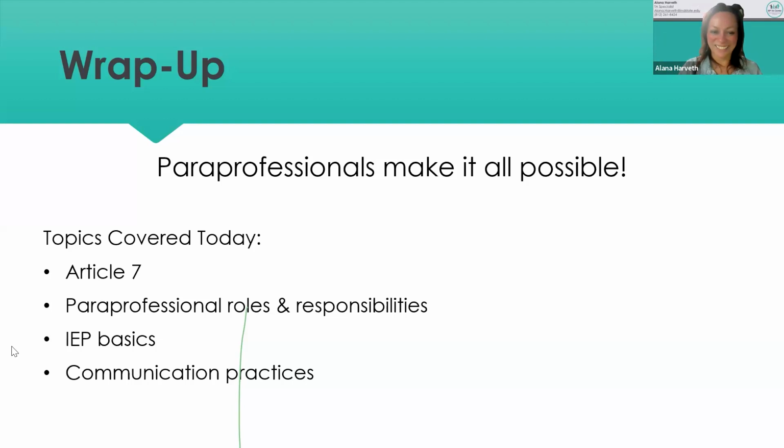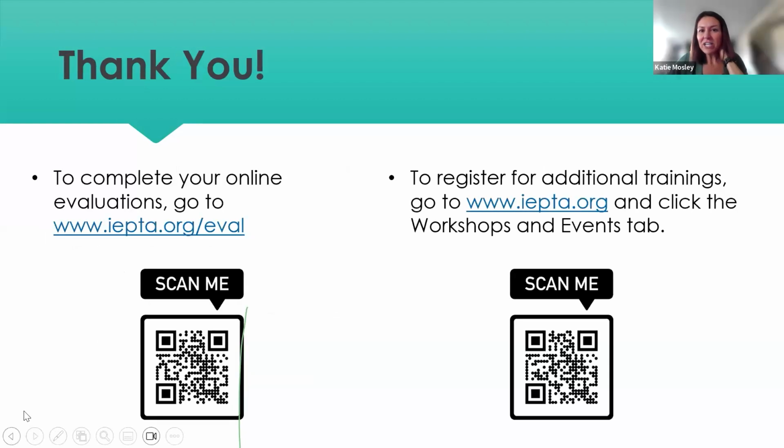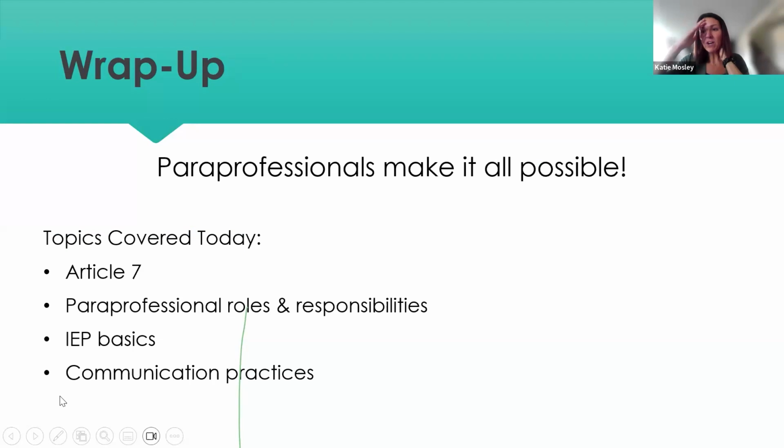Thank you very much. And then we just talked about the paraprofessional roles and responsibilities, the basics, and some communication practices that we could do. Hey, Alana, can I just interject one thing? Based on some of the comments, just to be clear, Article 7 does have the definition of paras, but it also contains kind of like the document that Alana referred to, where it has the different eligibility categories.